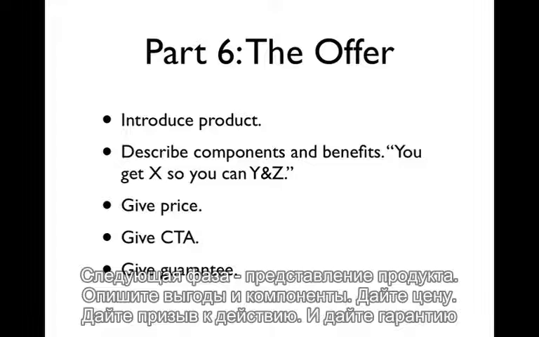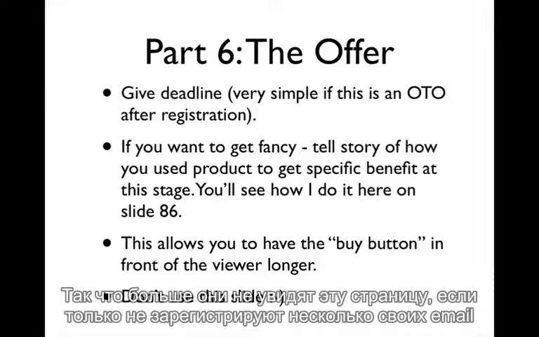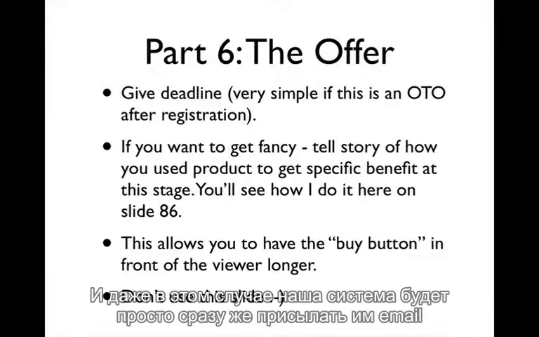Now, our next phase is to introduce the product, describe the components and benefits, give the price, give a call to action, and give a guarantee. And we can also give a deadline, which is pretty easy to do because this is a one-time offer after they see the webinar registration. So they're not going to find this page again unless you email them multiple times. In our process, we just email them once immediately.